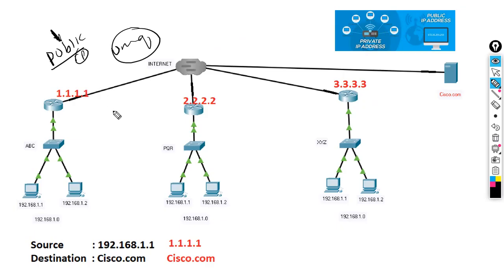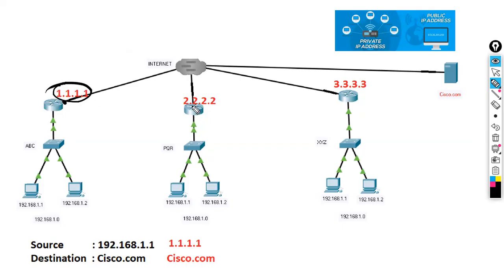It is like a mobile number. Guys, can two mobile phones have the same mobile number? No. The same way, all over the world, multiple devices cannot have the same public IP address. They are unique. Now ABC will purchase one public IP address, let us say 1.1.1.1. PQR will also purchase one public IP address, 2.2.2.2. And XYZ will also purchase one public IP address, 3.3.3.3.